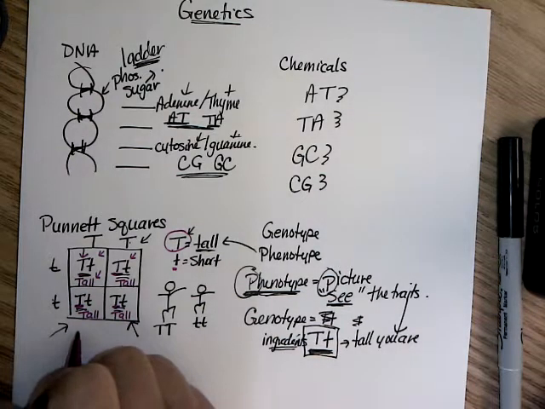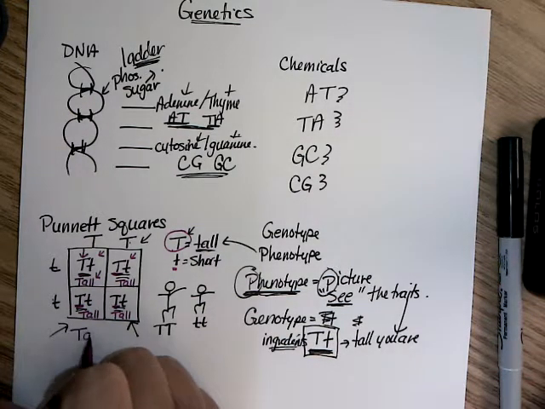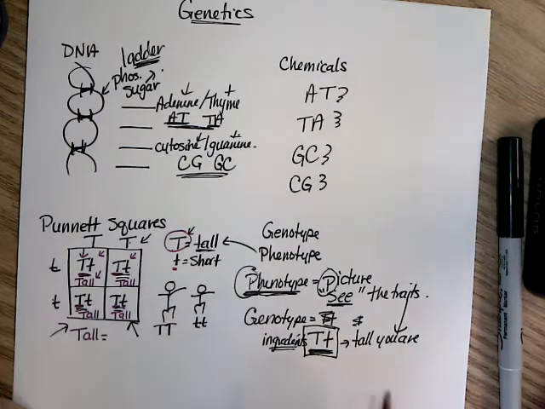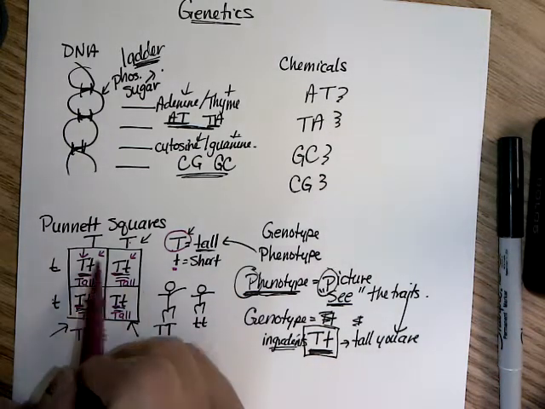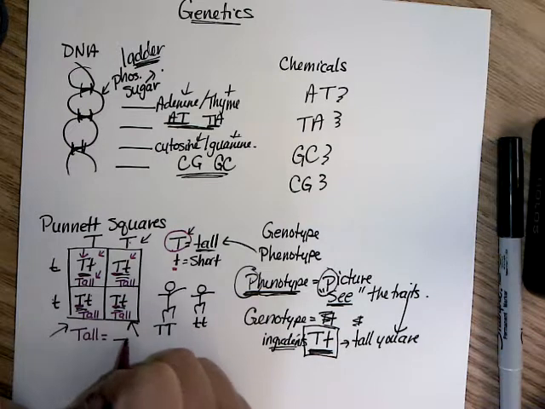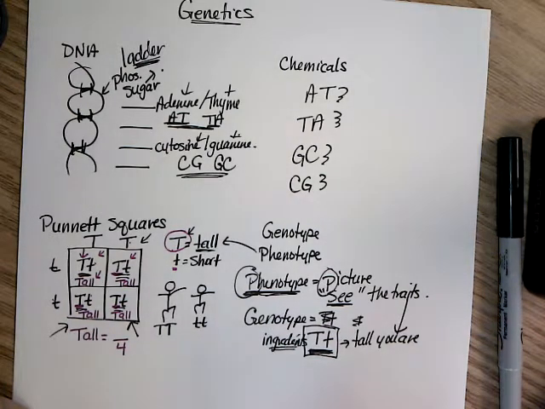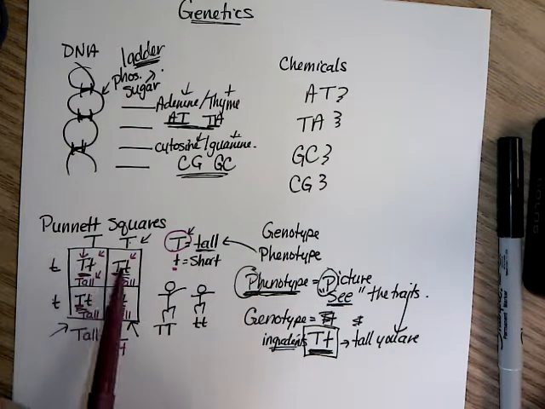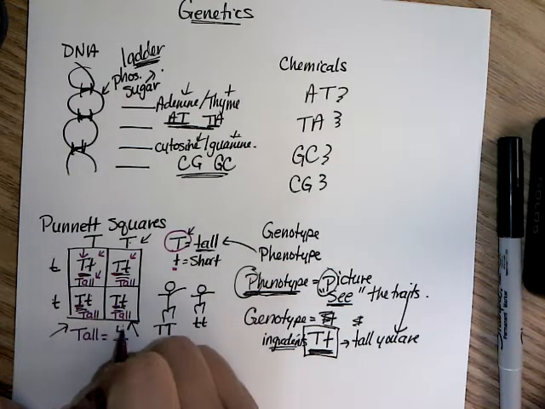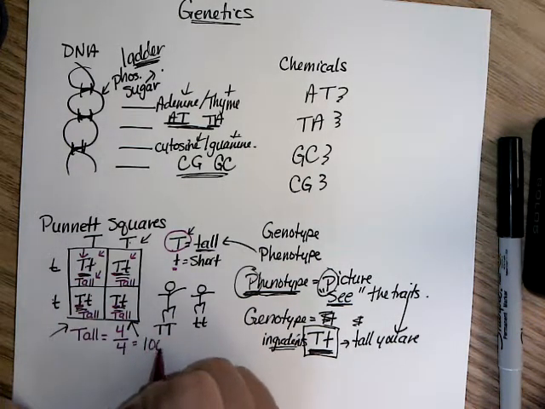So let's kind of break it down. If I'm looking at tall, what percent of all these people are going to be tall? Well, I have 4 squares, so it's going to be out of 4. And how many of them are going to be tall? This is just a counting game. 1, 2, 3, 4. 4 out of 4 are going to be tall, or 100%.